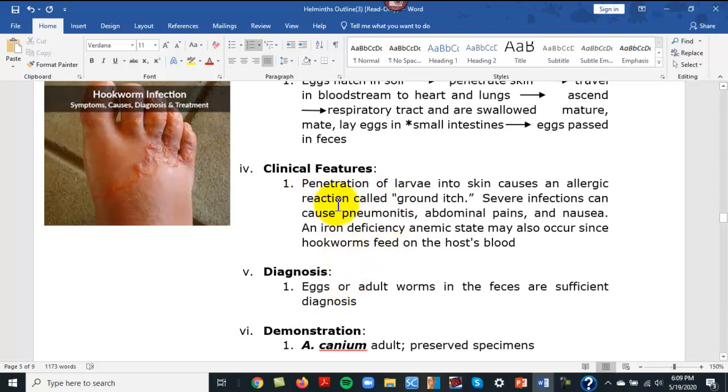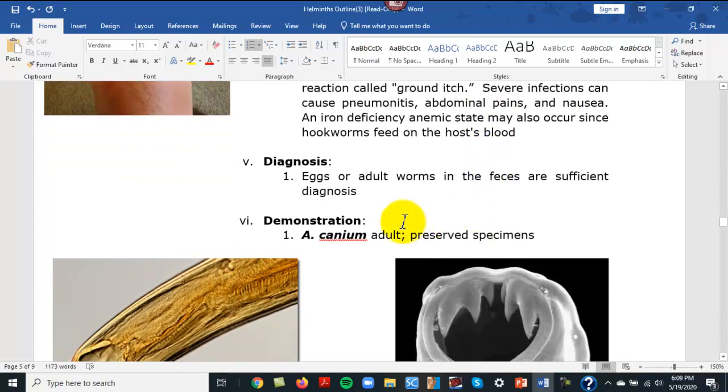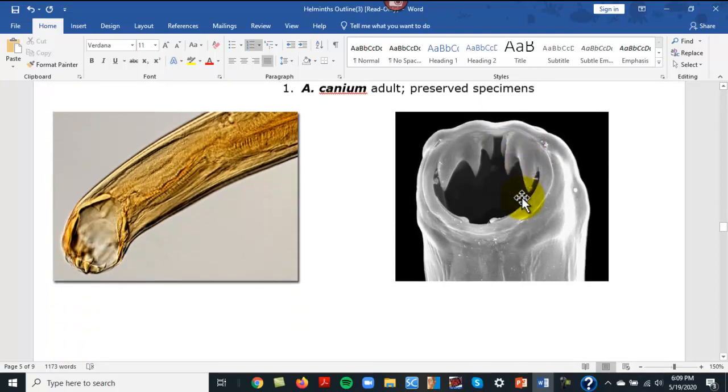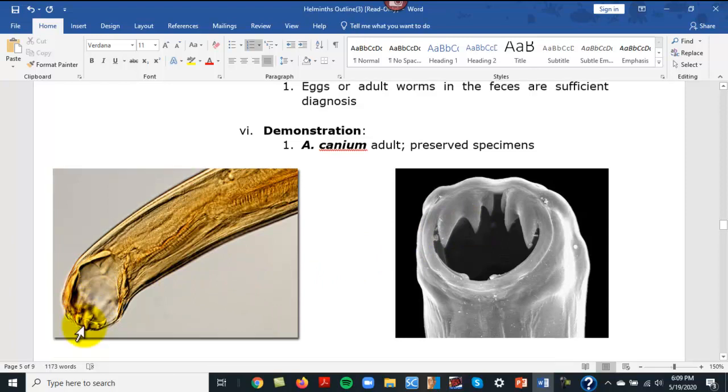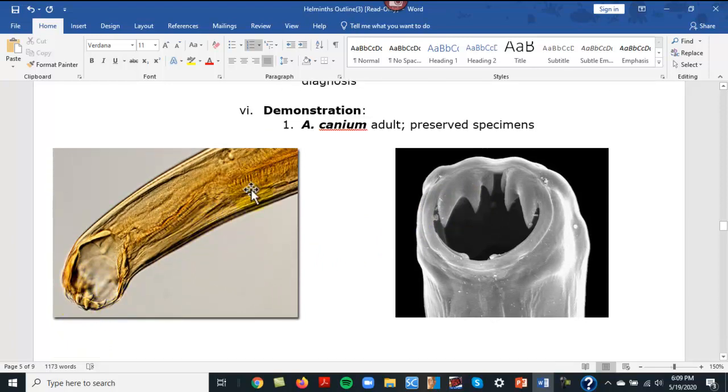Clinical features: penetration of larvae into the skin causes an allergic reaction called ground itch. This is actually an eruption. Severe infections can cause pneumonitis. They feed on red blood cells, so they can cause anemia that way. For diagnosis, eggs or adult worms in feces are sufficient. So this is what they would look like. This, of course, is the end. If you blow that up, that's their teeth. That's how they latch onto skin. You can kind of see the teeth there. But they're just long and skinny. They look like a pinworm.